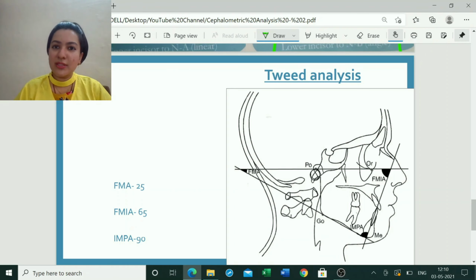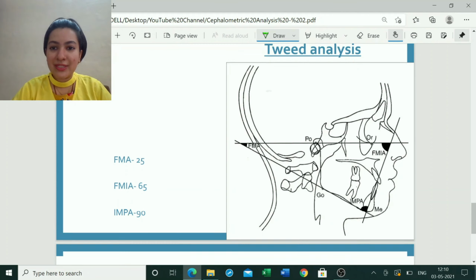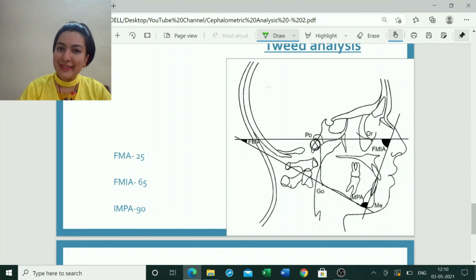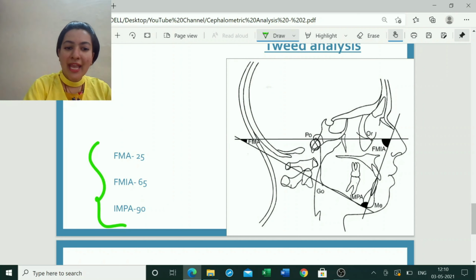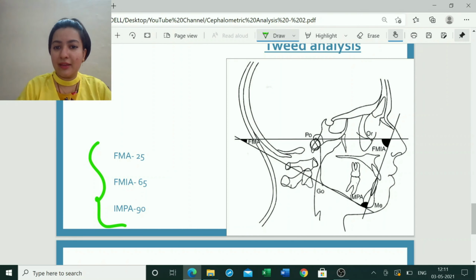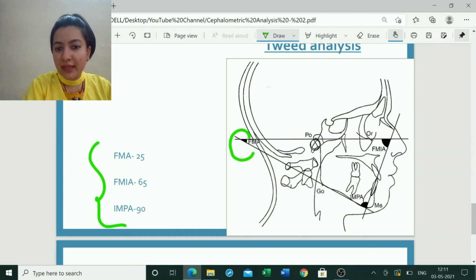Tweed analysis was given by Tweed and it is one of the simplest, easiest and everybody's favorite, because there are 3 parameters in it, that is FMA, FMIA and IMPA. Okay, now let us see each parameter in depth. The first parameter is FMA. This is your FMA. FMA is Frankfurt mandibular angle.